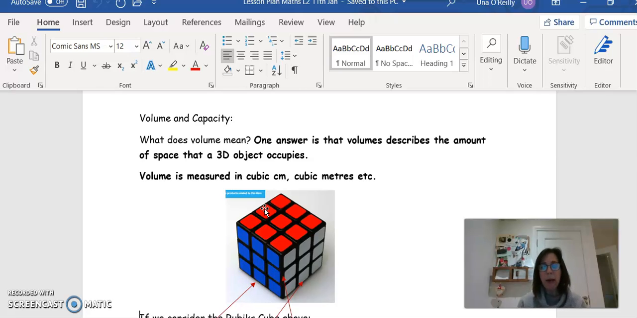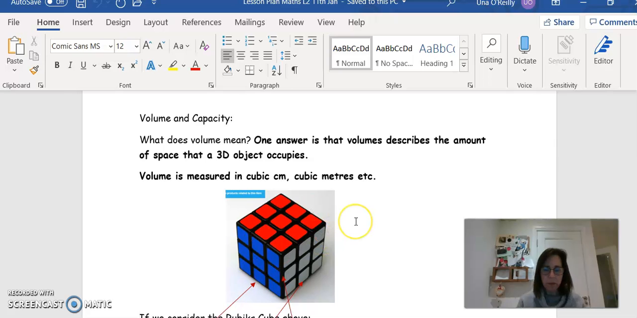If you remember, when we calculate the area of something, we have squared units. When we're talking about volume and capacity, we're talking about cubed units. I'm going to use a Rubik's Cube to try and demonstrate that to you, because it's a little bit of a difficult concept to understand.